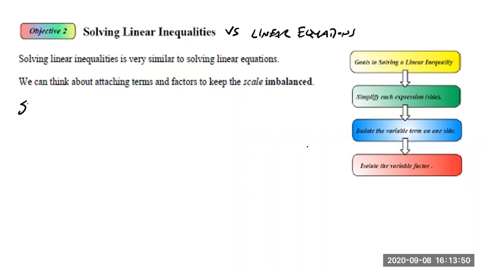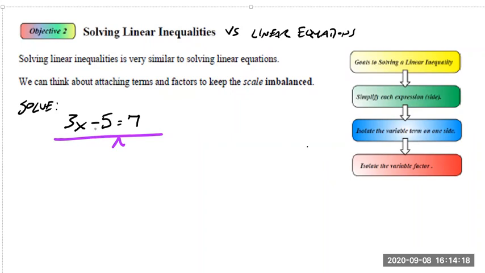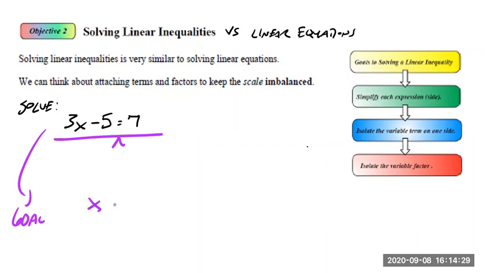So if we were solving a linear equation, like 3x minus 5 equals 7, we thought about our properties of equality. We thought about this as a big teeter-totter, where we can attach the same terms and factors to both sides. And our goal, remember, when we solve is to get x by itself on one side. So we want x equals.